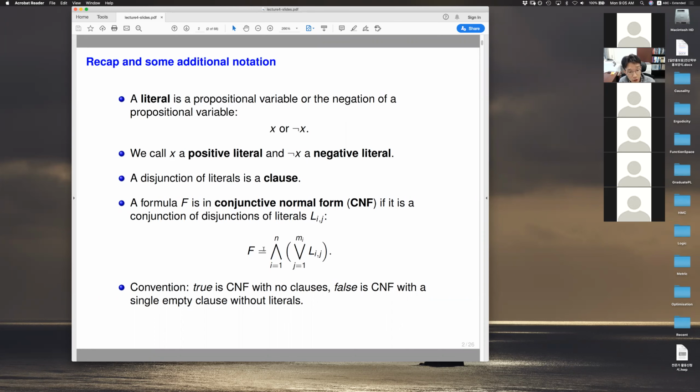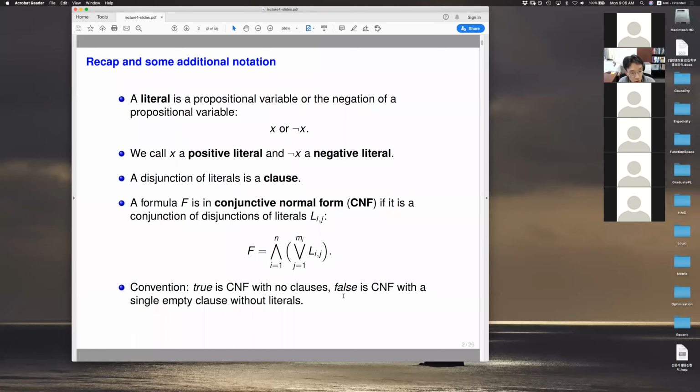In fact, it turns out to be a so-called NP-complete problem, which means it's as hard as many of the well-known non-trivial computational problems, or as hard as all the NP problems. Okay, and then I just want to remind you of two conventions. We said true is a conjunctive normal form without any clauses. So in some sense, true corresponds to the case where this outermost conjunction has n equal to 0, so we don't have any conjunct at all.